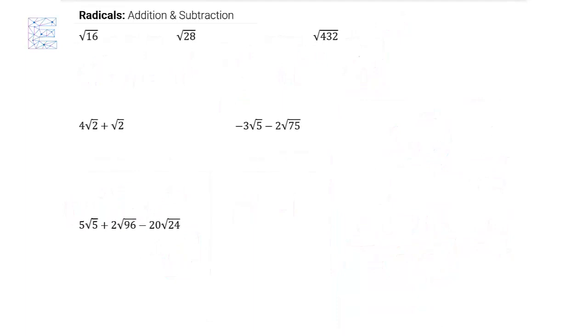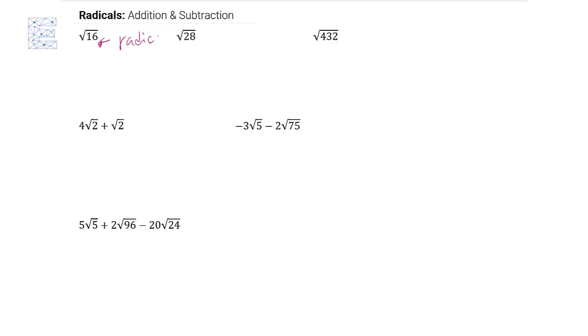Radicals, addition, and subtraction. But before we can get to adding and subtracting radicals, let's just review. Radicals are basically symbols. For example, square root of 16, the root, this part is a radical. The 16 is what's called a radicand. In other words, anything that is inside of a radical symbol is called a radicand.